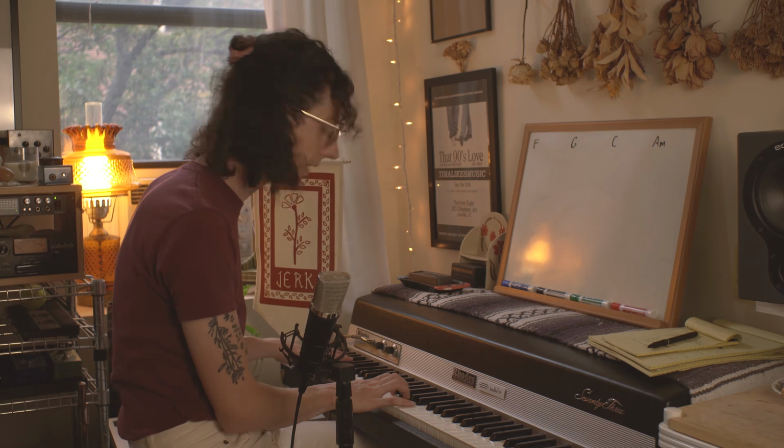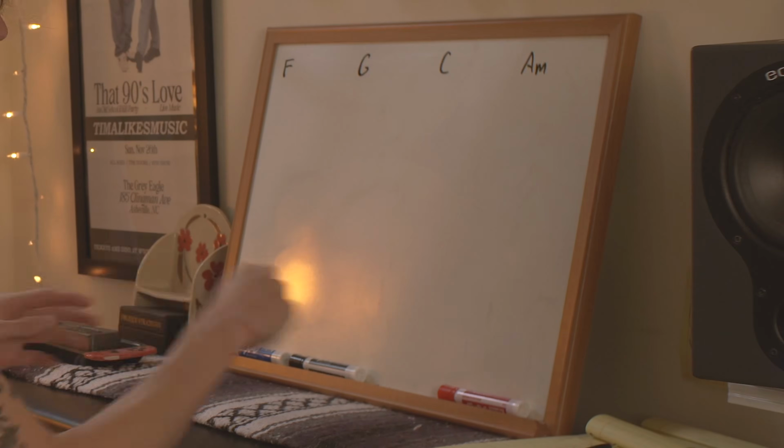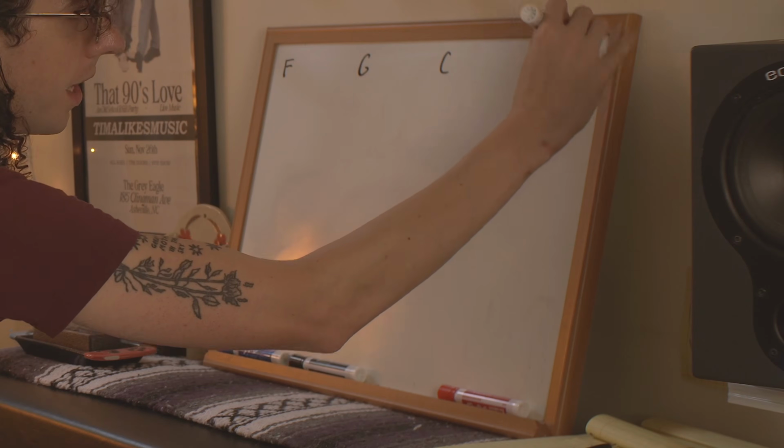So for my first example, I want to start in the key of C with this simple progression. F, G, C, and A minor. This is in the key of C. So for step 1, determine what key we're in, I'm going to put C at the top of my whiteboard. So step 2 would be to make a guide tone or chord tone melody, rather.